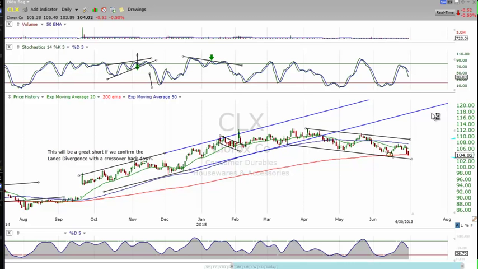Clorox here is just trying to roll over too, so you still have a little downside here, even though you are bouncing off of this. But you can see how fast we rotated up. We didn't make any new highs. We started to fail. We're starting to rotate over. The momentum is down, so it does look like there's some more downside here.